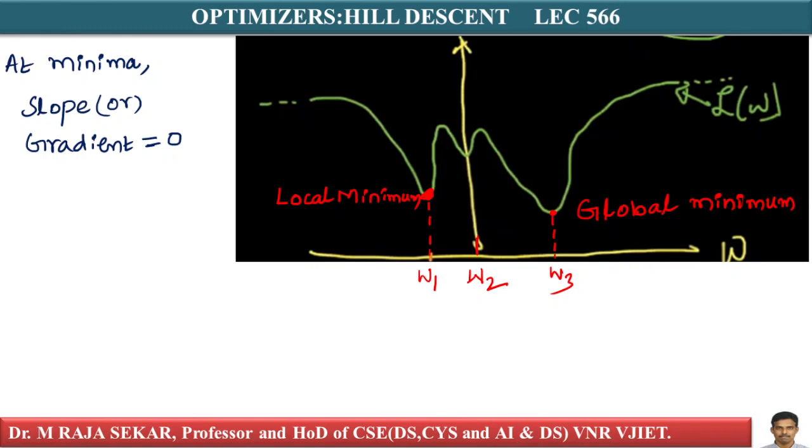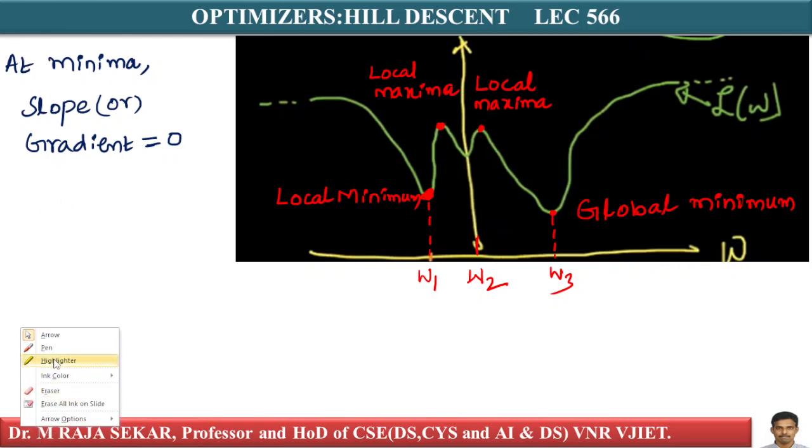At both minima and maxima, the gradient or derivative of the loss function with respect to w is equal to 0, isn't it? For example, this is maxima. You have maxima here, you have maxima here, isn't it? I can say these are local maximas. If you observe carefully, here the tangent is parallel to the x-axis, or I can say the w-axis.